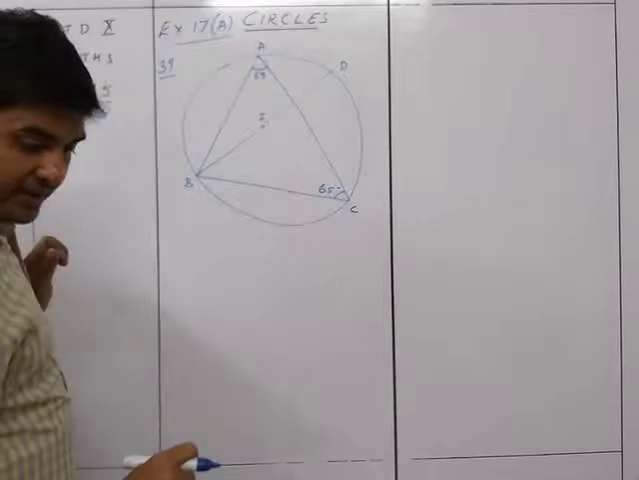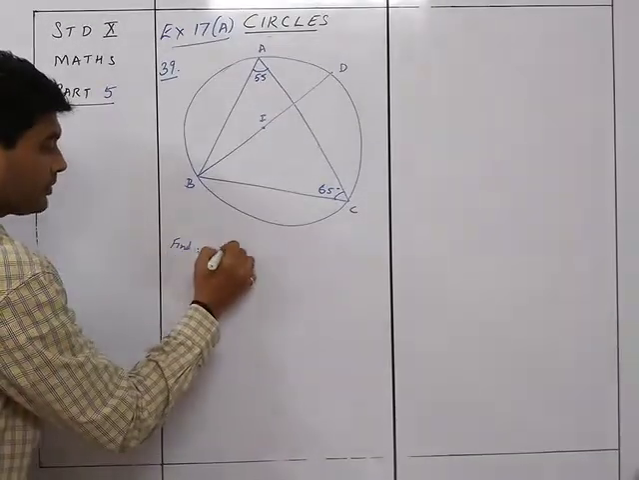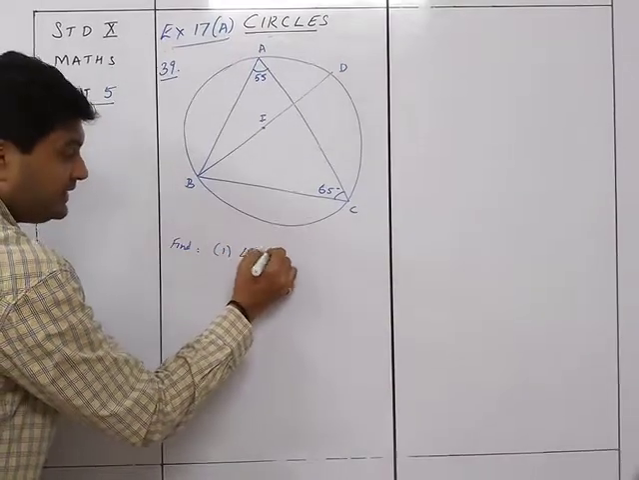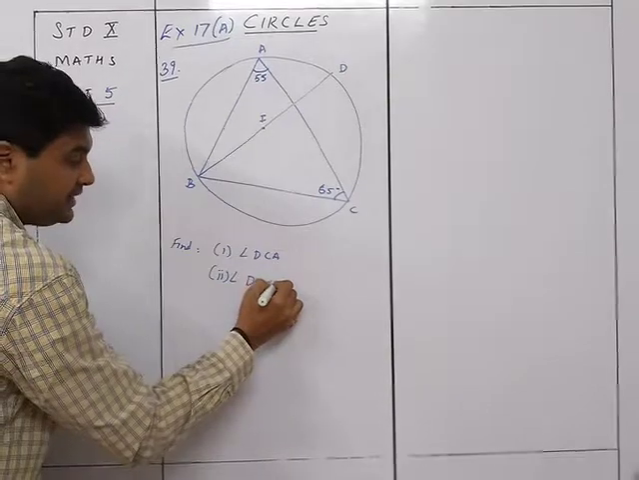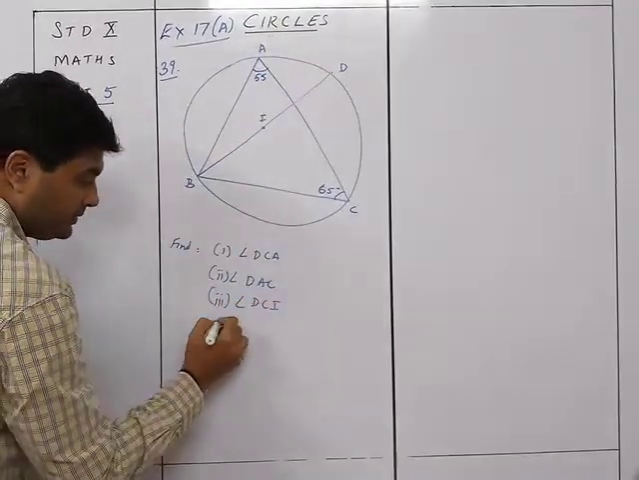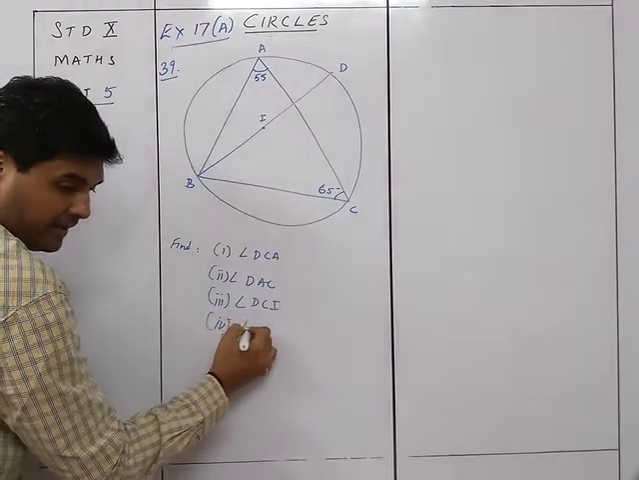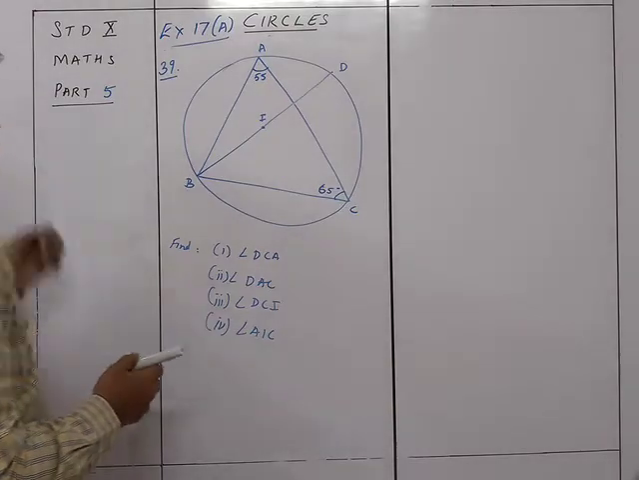Okay, we'll write it down later, but let me write down what is to be found out. So find angle DCA, angle DAC, angle DCI, angle AIC. Okay, what constructions are required? Let us draw it down.